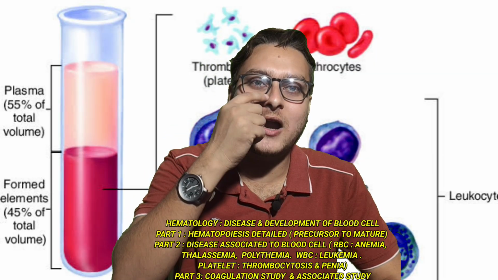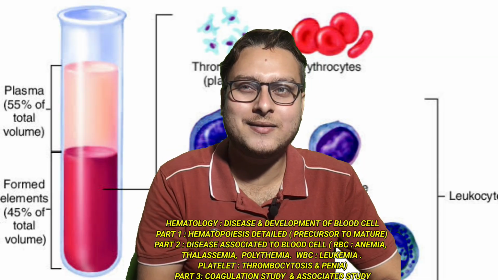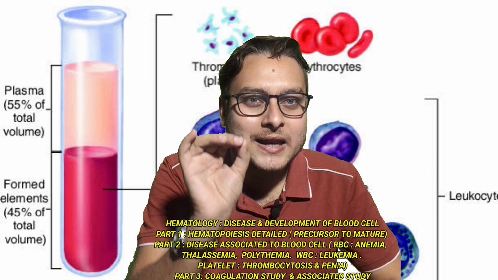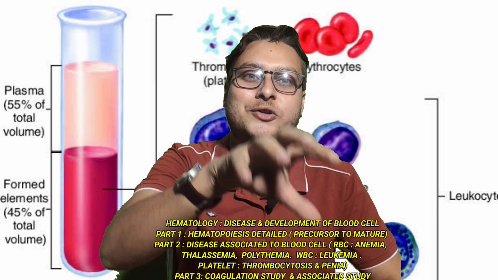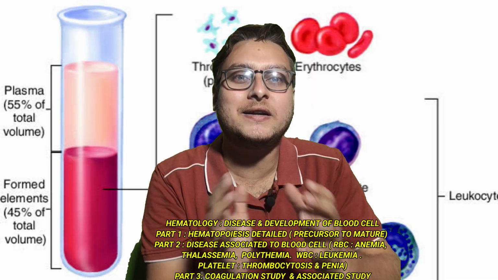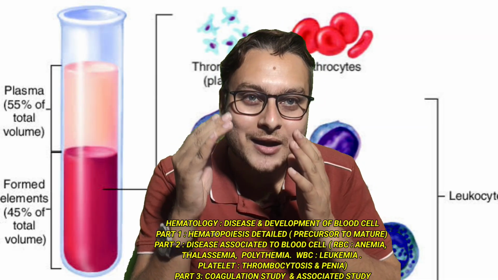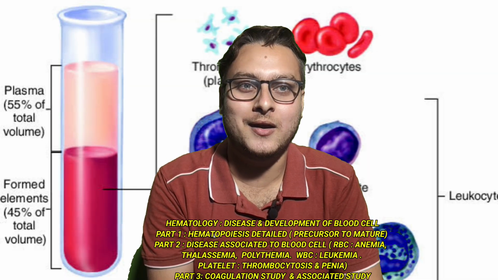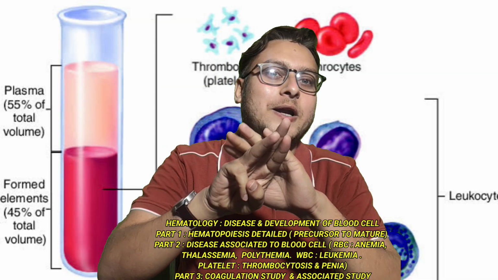Hematology is the study of disease and development of blood cells. This is the specific definition. We need to study each and every process of the formation of mature blood cells, and each and every cell has a specific disorder. We need to study that. So that's why we call it the study of disease and development of blood cells. In hematology, there are basically three different portions.